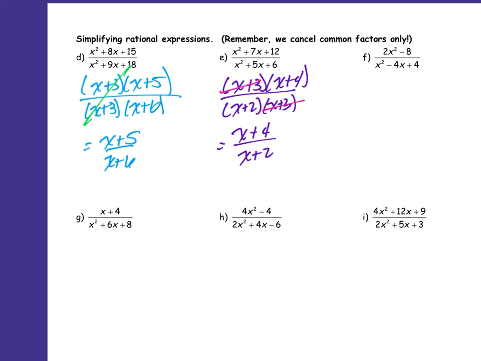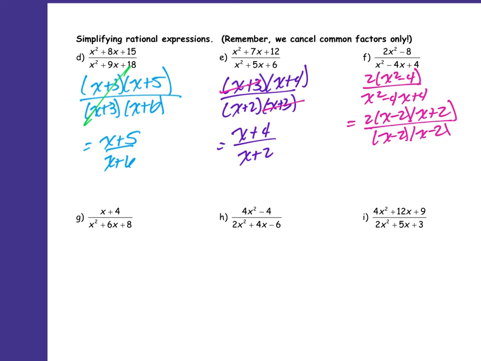And then I'm going to factor 2 out of the top. And I get left with x squared minus 4 over x squared minus 4x plus 4. And then if I factor again, I get 2 times x minus 2 times x plus 2 all over x minus 2 times x minus 2. Those go away, and I get 2 times x plus 2 all over x minus 2.